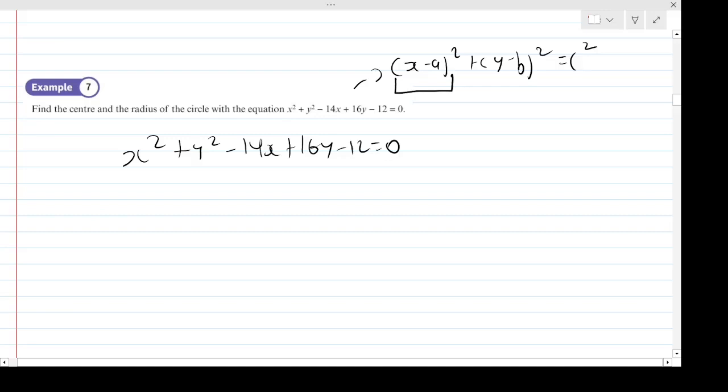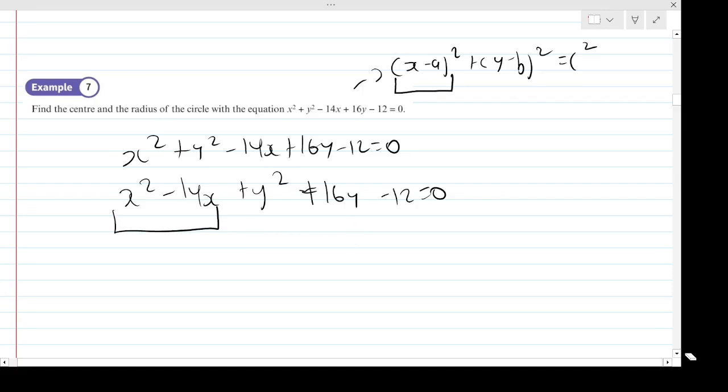Remember we had a quadratic equation. I mean, it kind of does look like a quadratic, right? We have a quadratic in x, right? We have x squared plus minus 14x. In fact, let's move the x's to one side, right? So we're going to have x squared minus 14x. Then the y part, so y squared plus 16y minus 12 equals 0. Well, it looks like a quadratic in x and a quadratic in y.